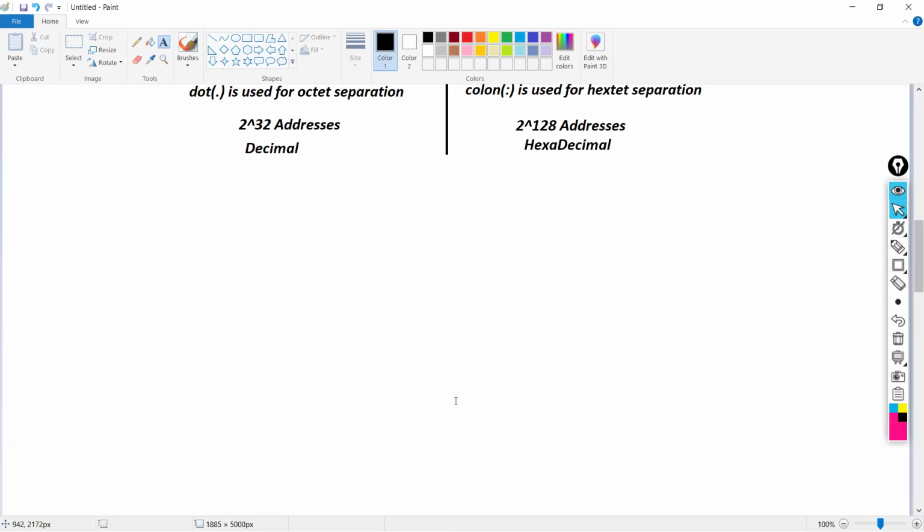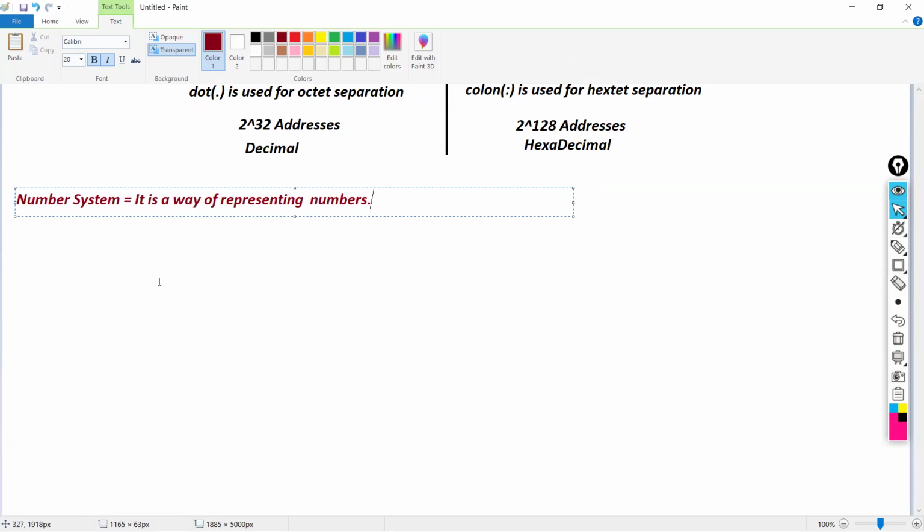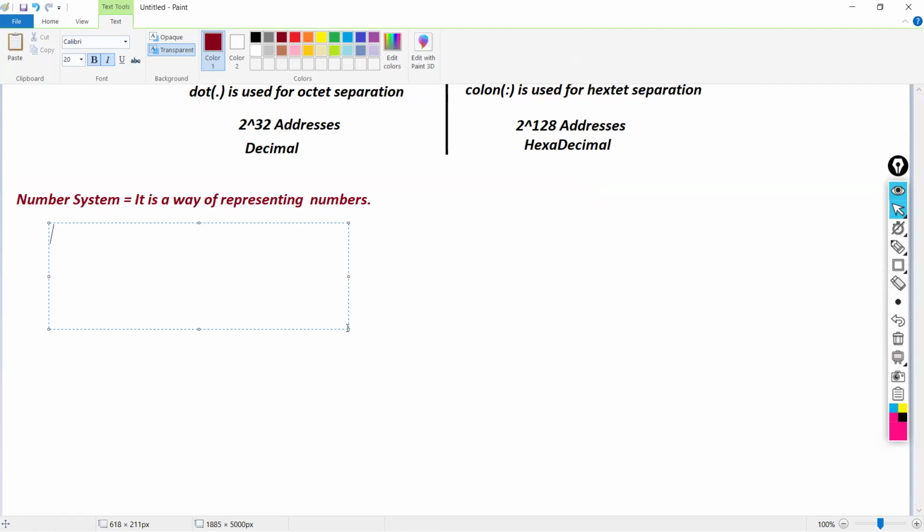Good. Representation. Okay. Number system is a way of representing numbers. What is it? It is a way of representing numbers. Okay. How many number systems are there?